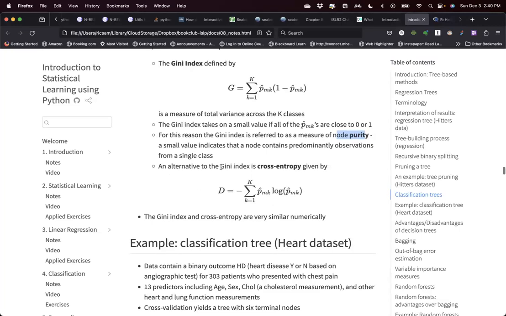Another alternative to the Gini index is what is called the cross entropy. We don't go into detail here, but it also serves to reduce the variance.